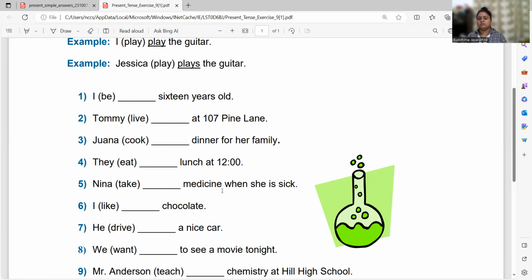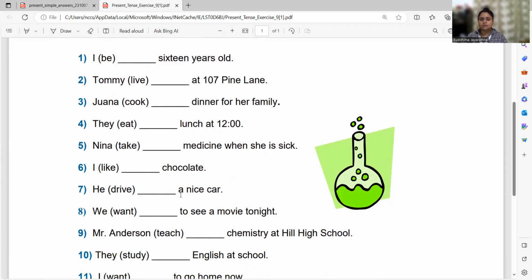Nina takes medicine when she is sick. So when she is sick, it signals what time, how often, right? So she takes medicine. Is that all the time or only when she gets sick? I like chocolate. So it talks about your preferences. So you never use this like in ing form. Say that you are, I'm liking him.